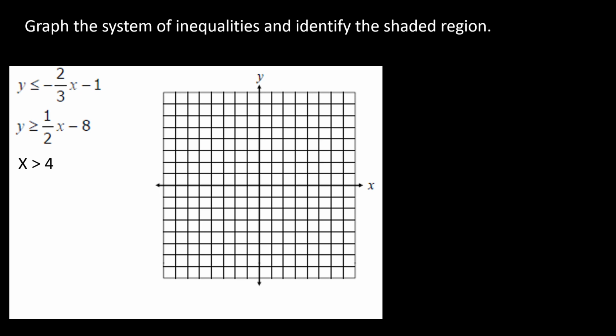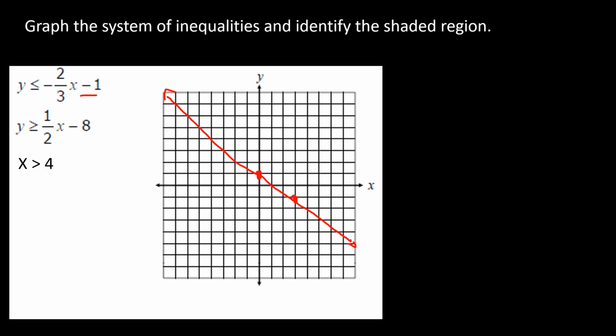So I'm going to graph this first equation. I know my y-intercept is at -1, so I'm going to put a point here at -1. And then my slope is -2/3, so I'm going to go down 2, 1, 2, and then over 3, 1, 2, 3. So here is my line. And I'm going to use a solid line because I see that it is less than or equal to.